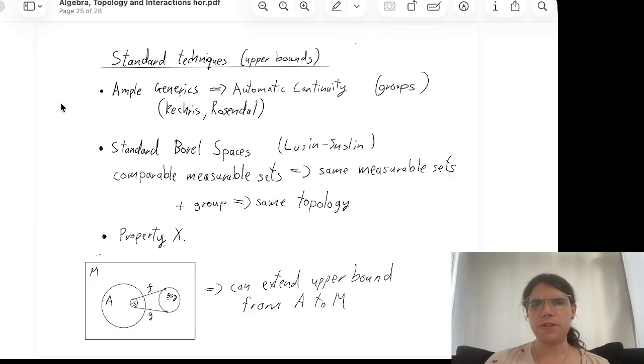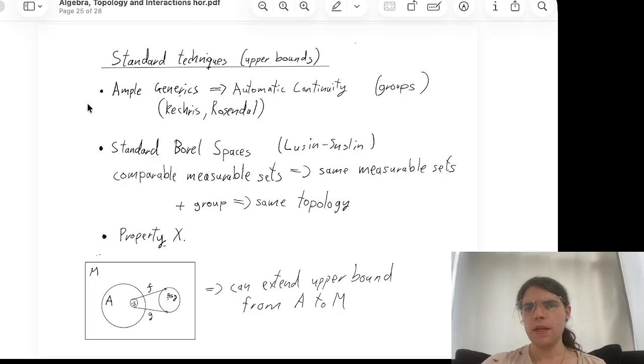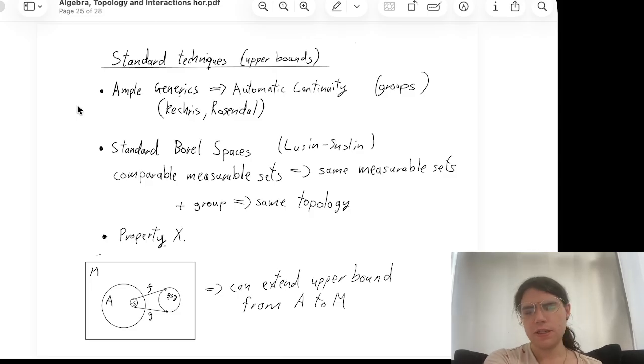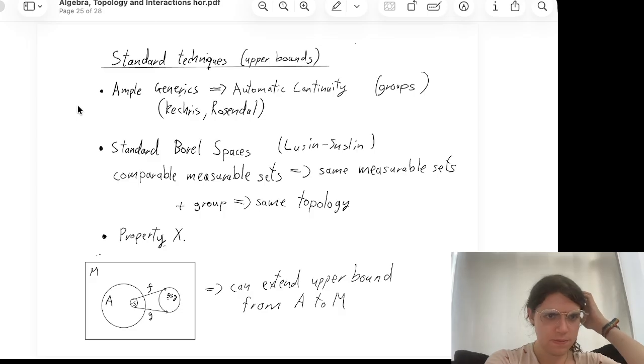Okay, upper bounds are significantly harder than lower bounds. But there are some results in this direction, and a lot of them come from this idea. If a topological group has ample generics, there's a result by Kechris and Rosendahl which says it has automatic continuity. In this case, I mean with respect to the class of separable topological groups. I think the result is slightly more general than this, but let's not go into the overly technical stuff right now.